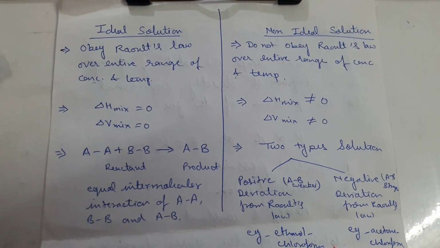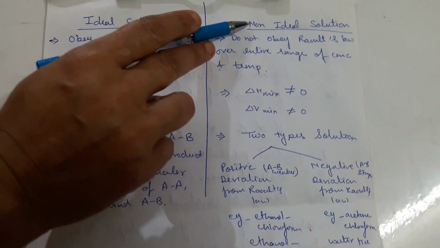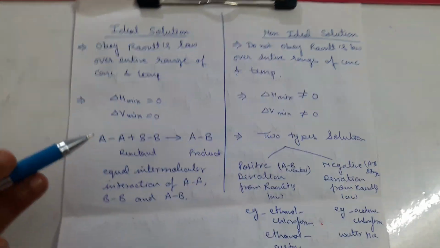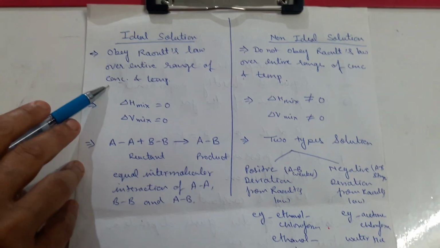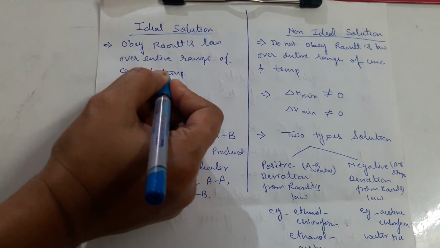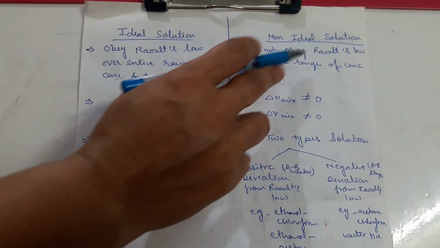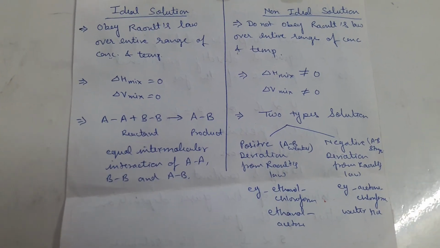Hello students, today we are going to learn the difference between ideal solution and non-ideal solution. Ideal solutions are those solutions which obey Raoult's law over the entire range of concentration and temperature. And the non-ideal solution is one which does not obey Raoult's law over the entire range of concentration and temperature.